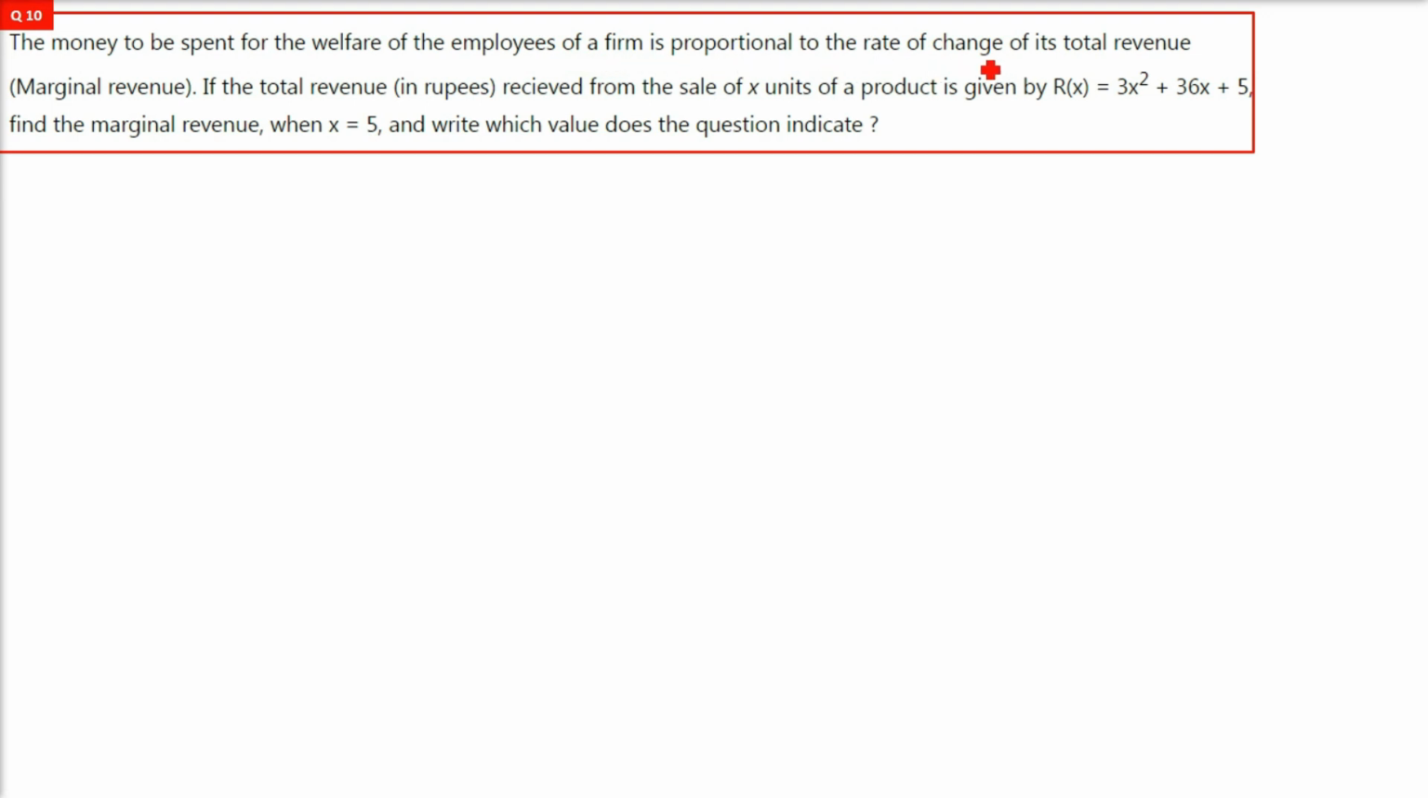The money to be spent for the welfare of the employees of a firm is proportional to the rate of change of its total revenue, marginal revenue. If the total revenue in rupees received from the sale of x units of a product is given by this expression, find the marginal revenue when x equals 5 and write which value the question indicates.